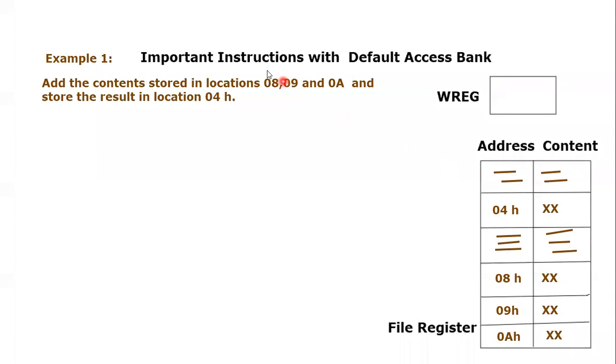So let's start our program. The very first thing we can do is add the information present in the 08, 09 and 0A locations respectively in the working register. First of all, we need to clear our working register. So we will write move literal to working, let's say 00 hex. This means our working register will become empty. Putting 00 hex inside the working register is the function of this instruction.